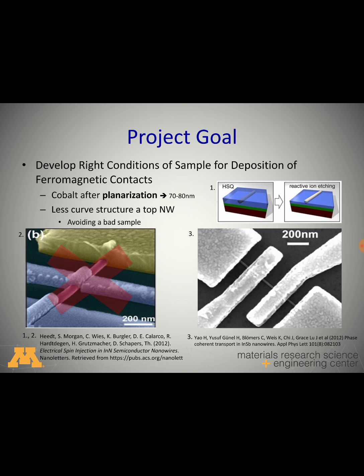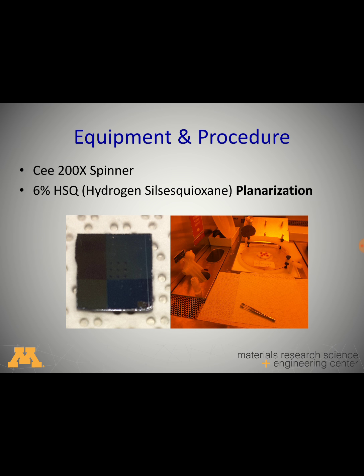And so this HSQ, we're going to get to that in a moment here. This is what we want. This HSQ is called hydrogen silsesquioxane. It's an etching resist material. That's what it is.